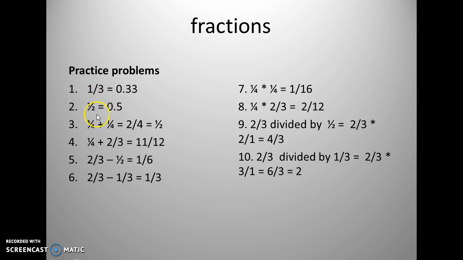Here, 1 over 2 is 0.5 or 50%. When we add, if the denominator is the same, you just carry it over. So 1/4 plus 1/4 equals 2/4. And this can be simplified to 1/2 or 0.5 or 50%.